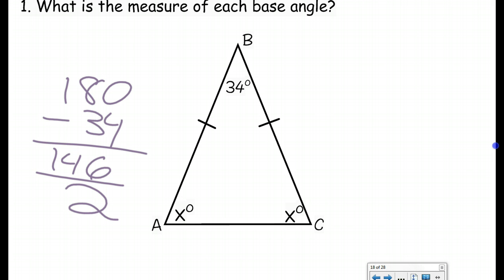So, what is 146 divided by 2, Kenneth? 73. Okay, write it on the angles. Each angle.